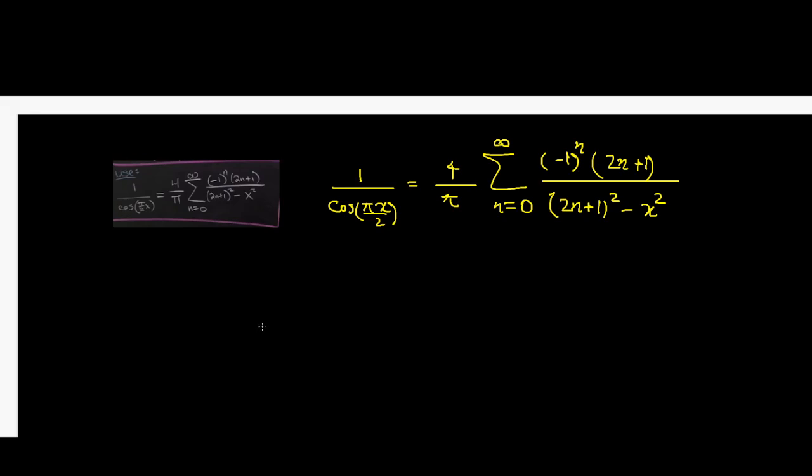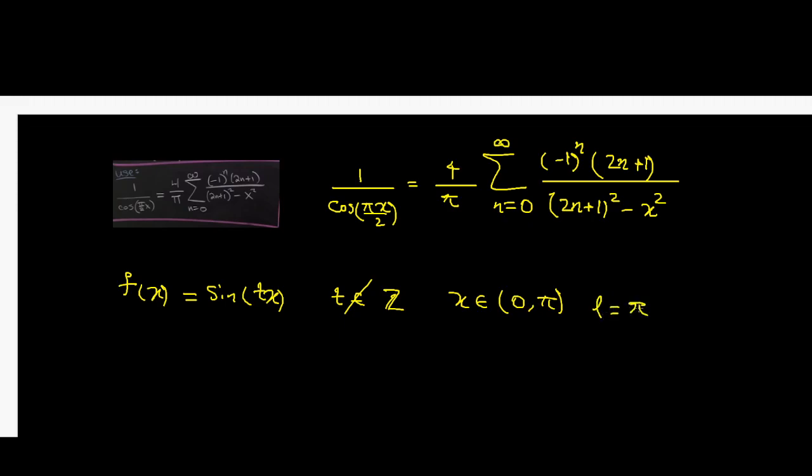And the way to actually tackle this problem is to write the Fourier sine series expansion for the function sine of tx, where t is assumed to be not an integer and x is in the interval 0 to pi, half period pi. So we're taking L, which is the half period in the Fourier coefficient formula, as pi. And I'm going to write the Fourier sine series for this function.